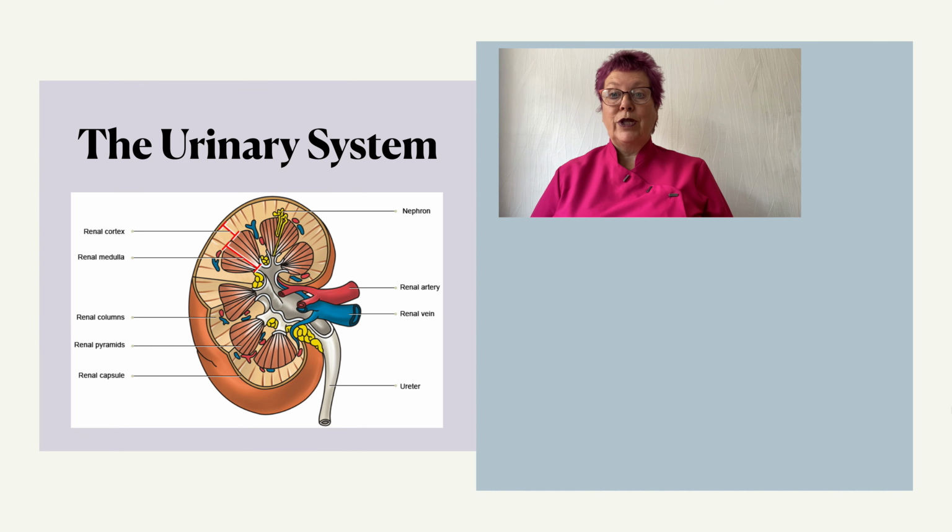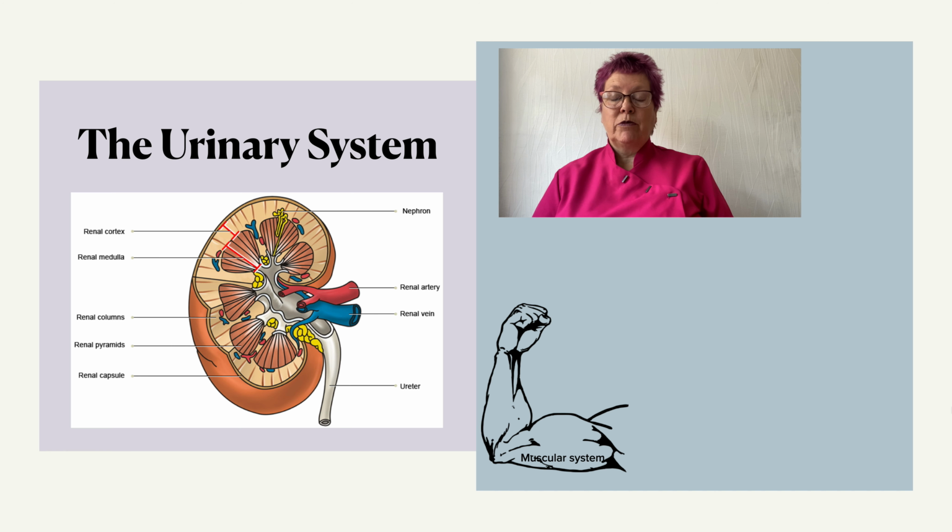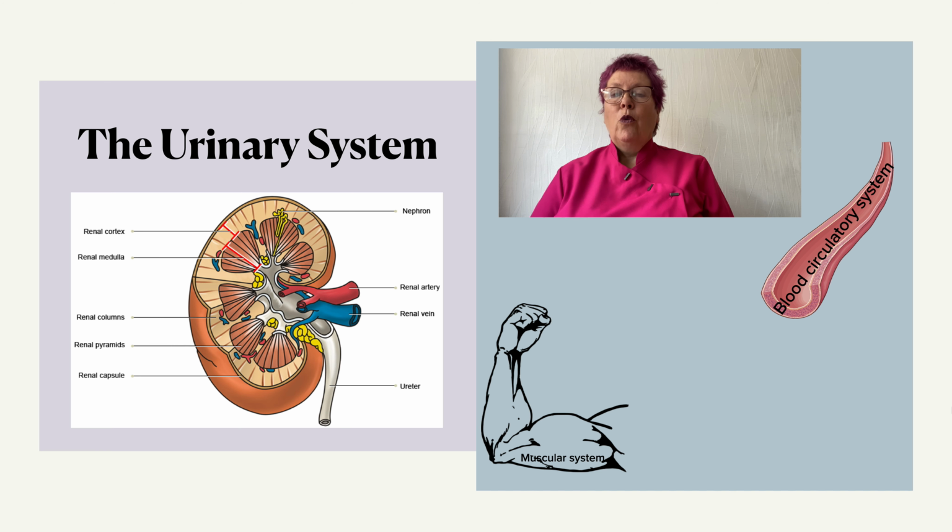Let us move on now to the urinary system. We've already mentioned its relationship with the muscular system due to the smooth muscle tissue. So let's take a look now at the blood circulatory system. We already know the blood vessels are formed with smooth muscle tissue, but there's another way in which the urinary system is connected with the blood circulatory system. And that is because the urinary system filters blood, which enters the kidneys at the renal artery.